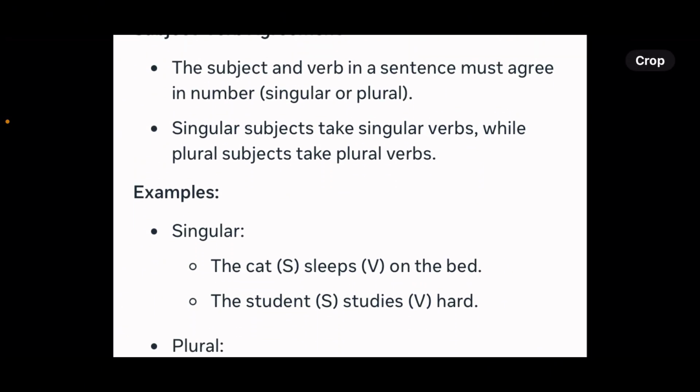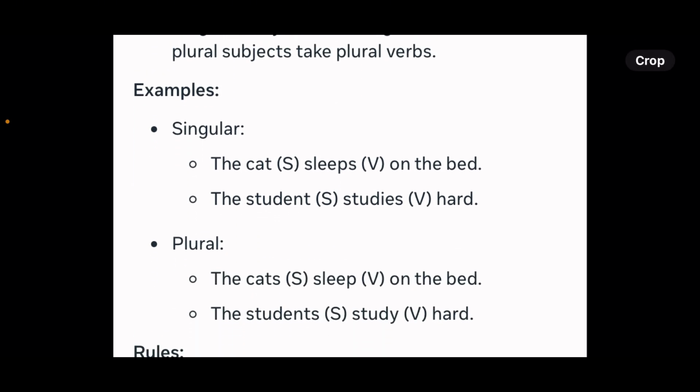Let's read the first sentence. The cat sleeps on the bed. So here, cat is a singular subject, so we use the singular verb sleeps as well. For the second sentence, the student studies hard. Here in this example, student is a singular subject, so we use the singular verb as well, which is studies.